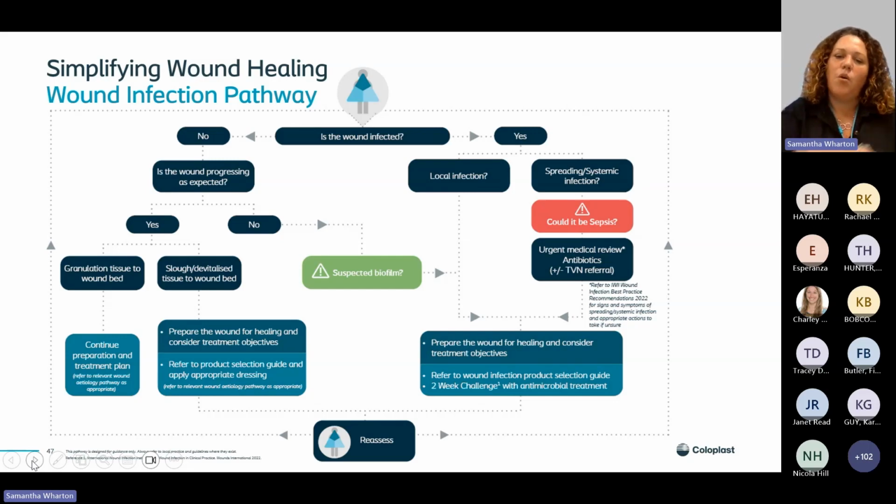And on the outside of this whole pathway, it's always going back to reassessment. You need to always regularly reassess and see if the treatment you're doing is actually being effective and progressing those wounds.